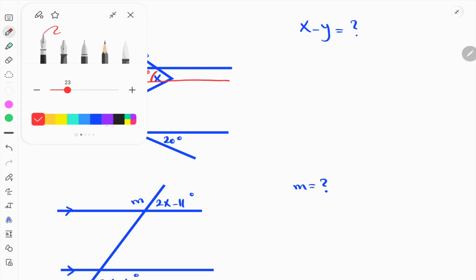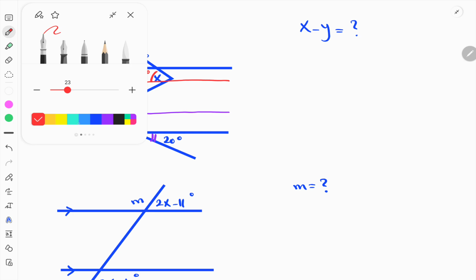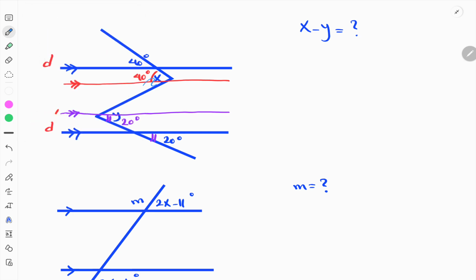And then I'm gonna draw another parallel line to D prime. Okay, and here is 20 degrees, which is equal to this part of angle y. These two angles are corresponding angles as well, so we have 20 degrees for this part. But how about, let me call them M. What should I do?